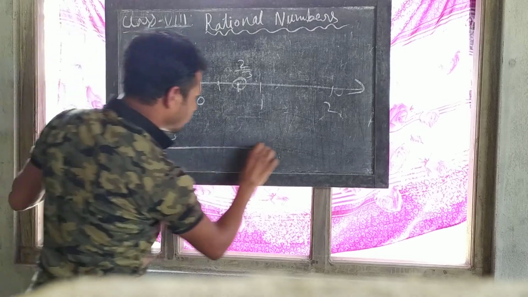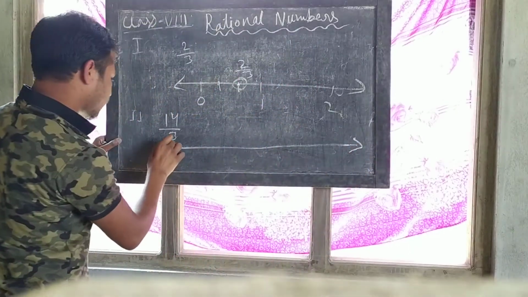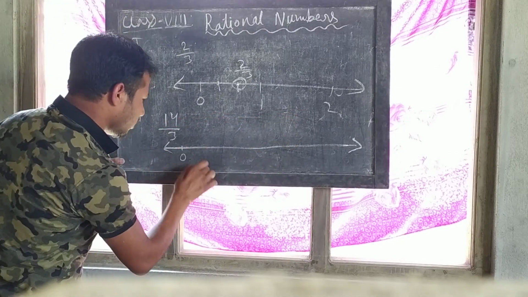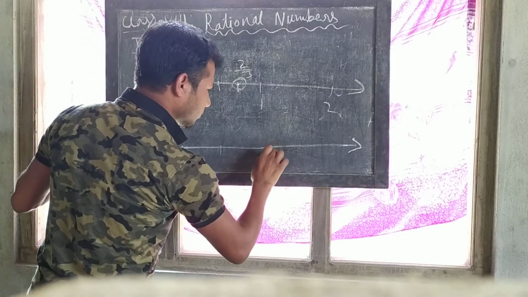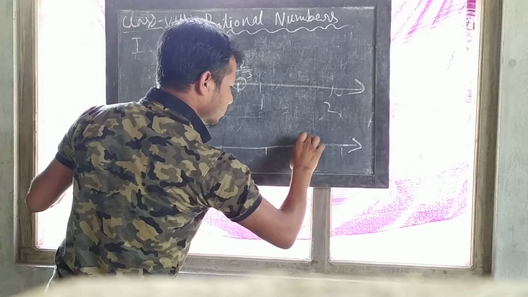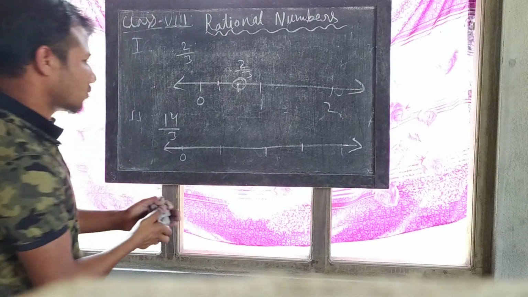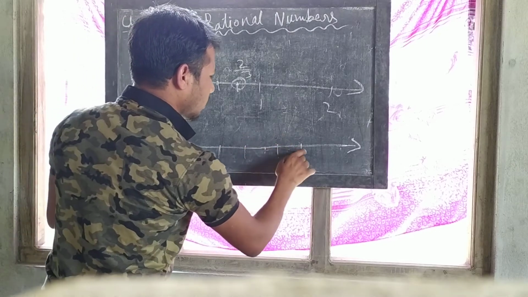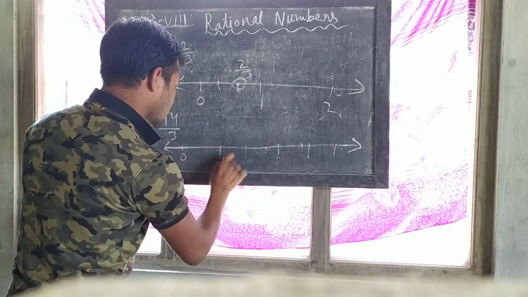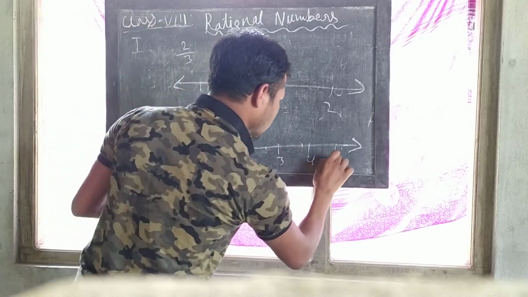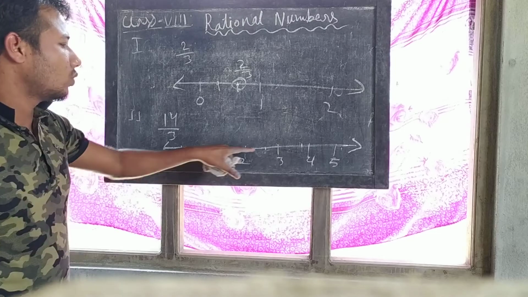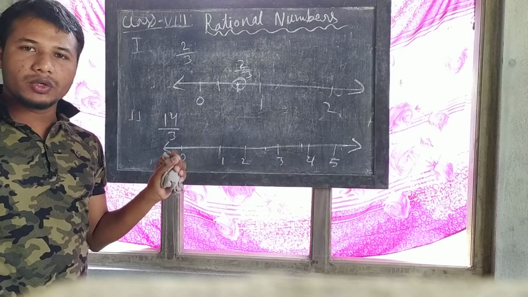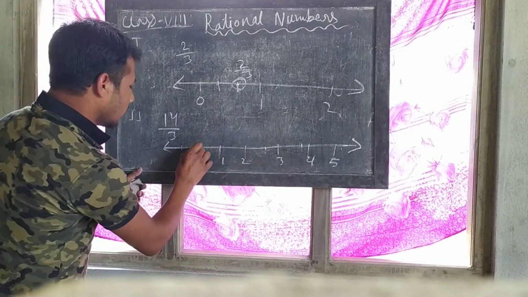So draw a number line. This is a positive number, so I am drawing it on the right side of the 0. Here is the 0, here is 1, 2, 3, 4, 5. And the denominator is 3, so each unit we have to divide into 3 equal parts. So divide this part into 3 equal parts.